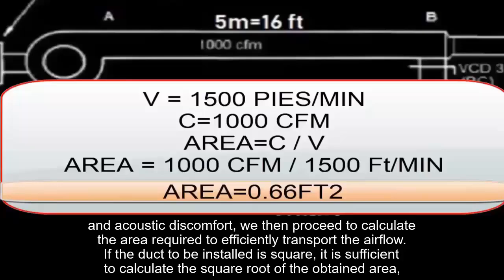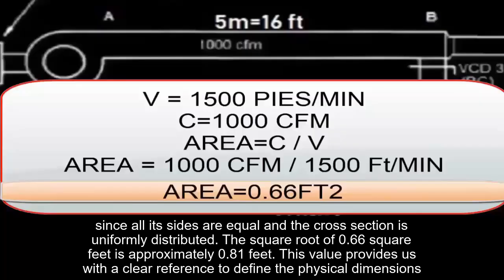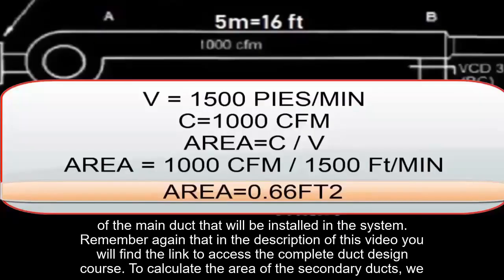If the duct to be installed is square, it is sufficient to calculate the square root of the obtained area, since all its sides are equal and the cross-section is uniformly distributed. The square root of 0.66 square feet is approximately 0.81 feet. This value provides us with a clear reference to define the physical dimensions of the main duct that will be installed in the system.